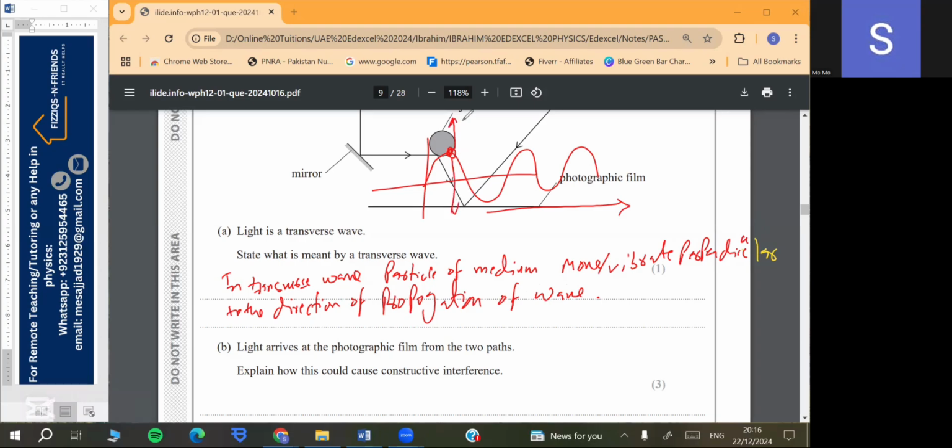So this is like perpendicular up and down motion. If this rope is a medium, right? And the wave is moving in the rightward direction, so the rope will be moving up and down. It means the particles of the medium, like the rope, are moving perpendicular to the direction of propagation of the wave. Propagation means the rightward propagation.